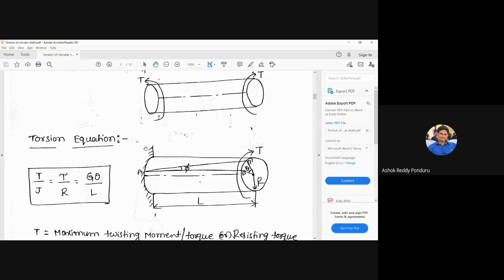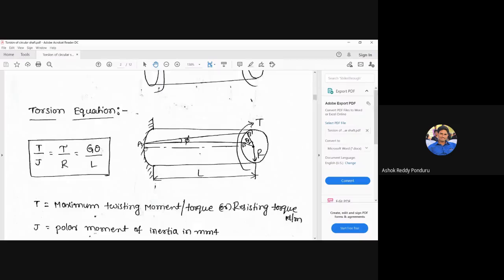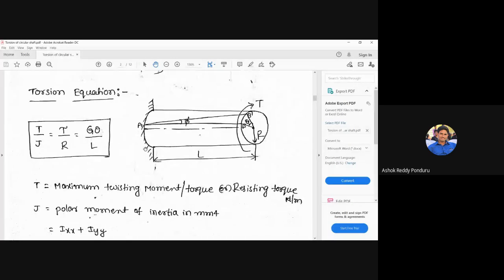Next one, torsion equation. It is a very important equation. The total torsion of a circular shaft depends only on this equation, like the bending stress depends on the bending equation. Now, we get this equation from a derivation. I am not going to discuss the derivation here. I just wrote the equation.